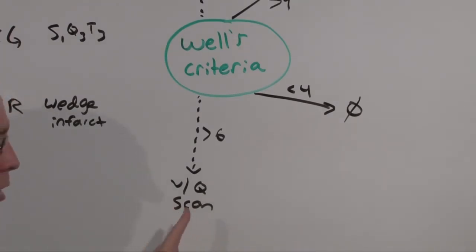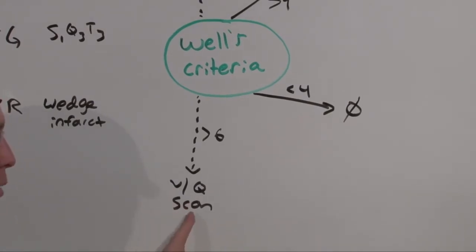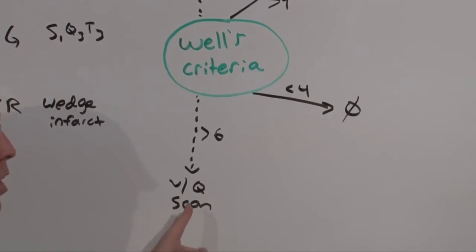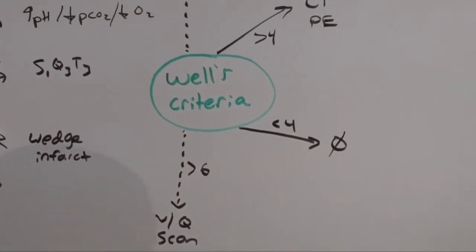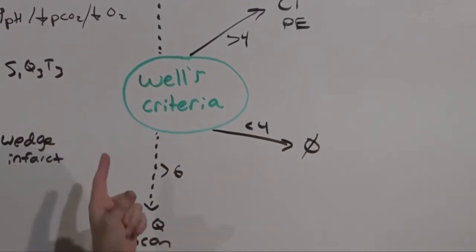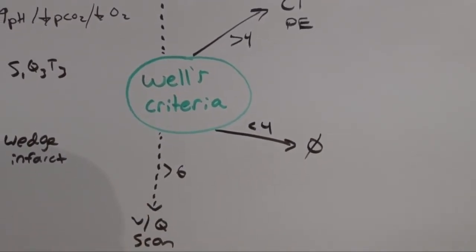The VQ scan also can only be done in someone who has a normal chest X-ray without any other abnormalities, and in someone who is awake enough to take a big deep breath to take in the radioactive material. The reason why I've got the dashed line here is because you see that the utility of the VQ scan and the D dimer are not very high in the acute setting.